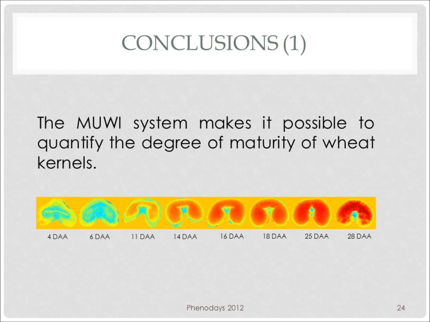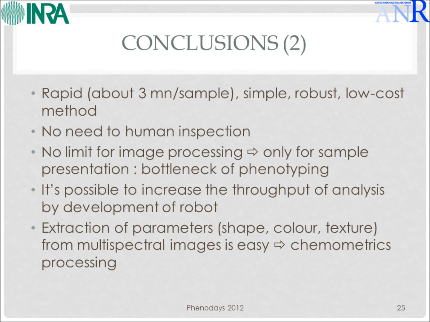So to conclude, I think that I convinced you that the multispectral system makes it possible to quantify the degree of maturity of kernels. This is a summary of images. And the procedure to cut the kernel, to acquire an image, and to process the image takes about 3 minutes per sample. So this method is fast, simple, robust, and not expensive.